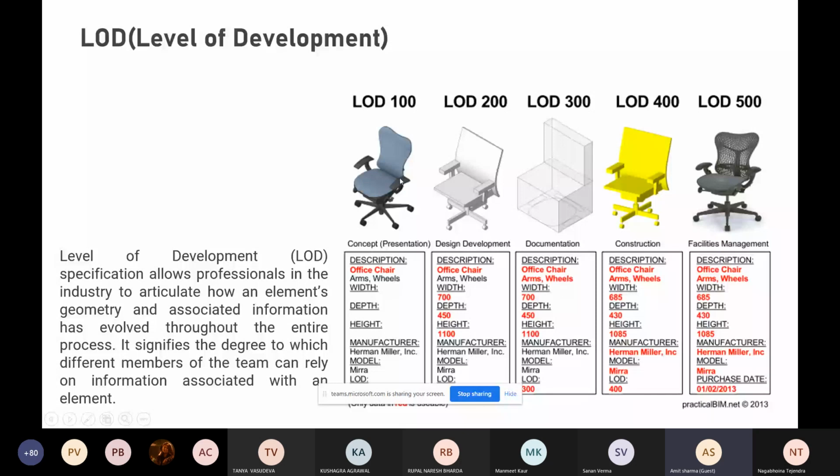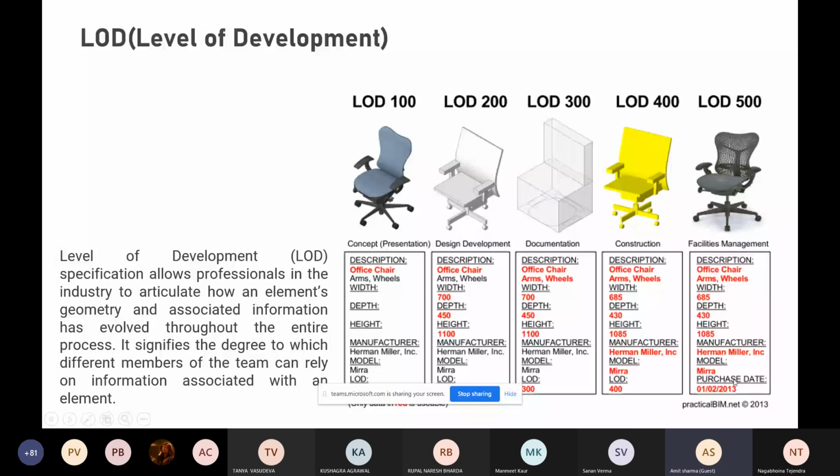As we move forward in the design development phase, we have its detailed description, its dimensions, and its manufacturer. In the LOD for documentation or construction, it has detailed information about its width, depth, height, and manufacturer. But when we deliver that model, we have its description, its warranty, its manufacturer, and the date of purchase. In this case, the chair is just an example.